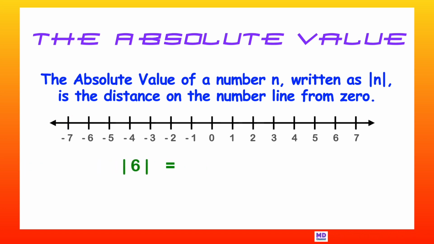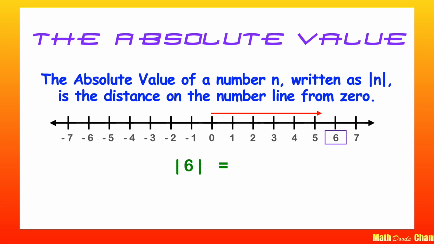Another example. The absolute value of positive 6. Locate positive 6 on the number line. Then count how many units positive 6 is from 0. 1, 2, 3, 4, 5, and 6. So positive 6 is 6 units away from 0. So the absolute value of 6 or positive 6 is 6.